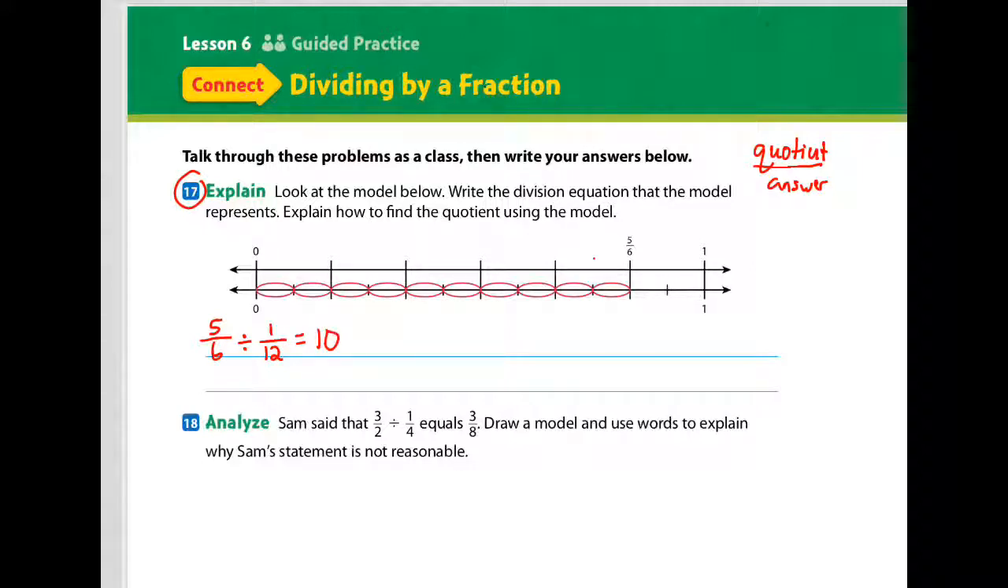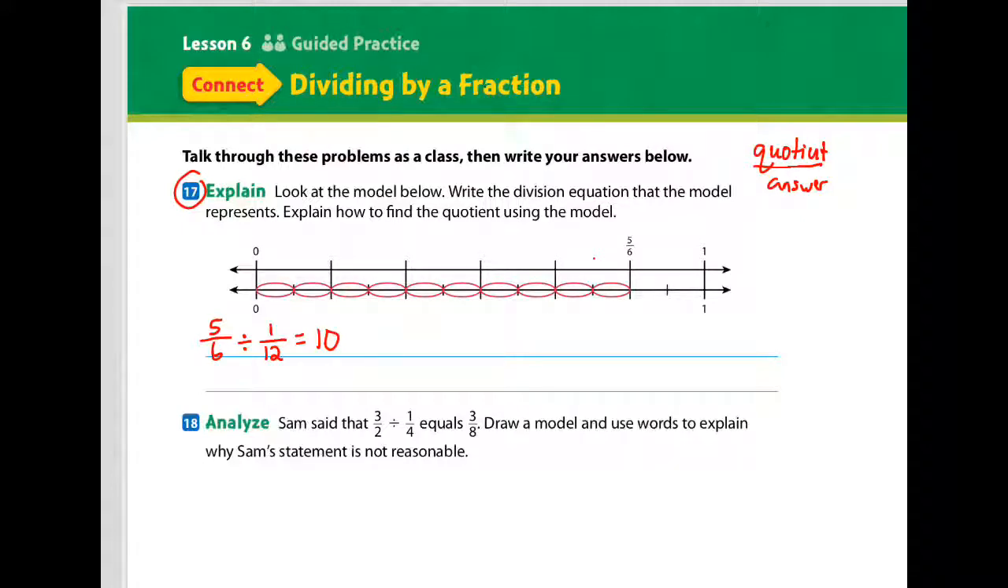10. So remember, I'm going to say it again. 5/6 divided by 1/12 means how many 1/12ths are in 5/6. And using the model, we can clearly count that there were 10 twelfths in 5/6. All right, so now, how do I explain it? Explain how to find the quotient using the model.